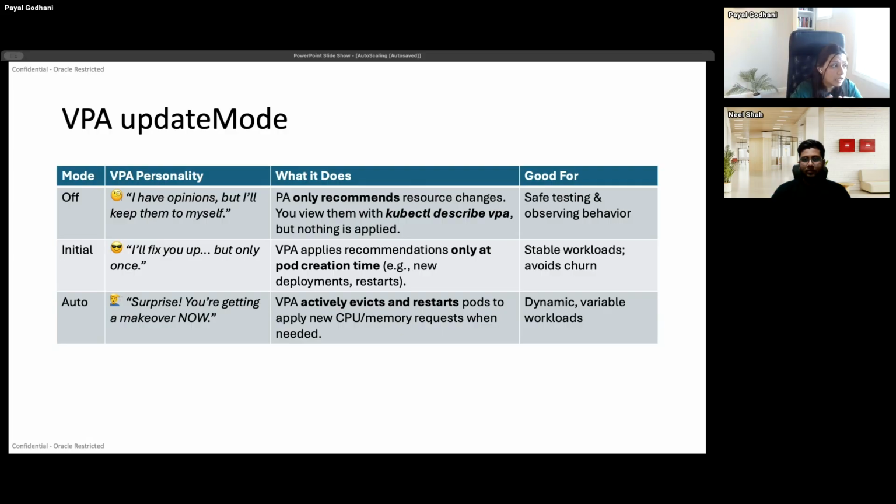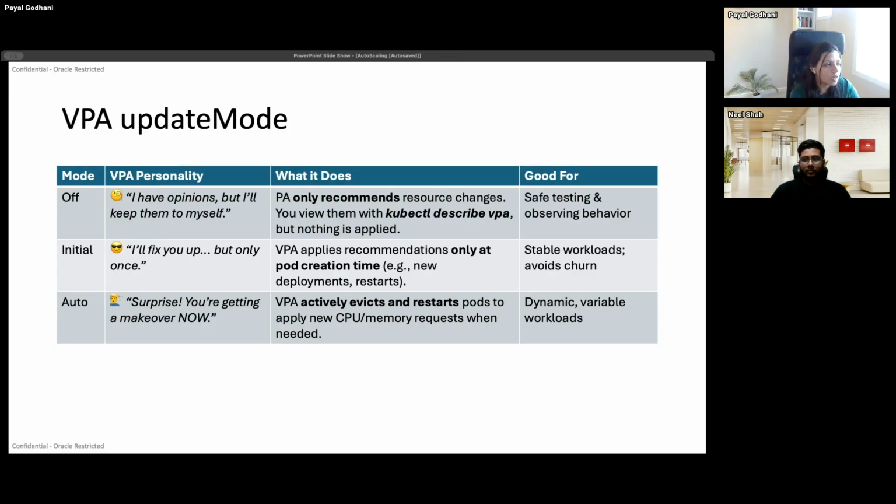The second is initial, which is like, hey, I will come and fix you up, but I will do it only once. That is when you are starting your pod for the first time, or creating your application for the first time. It just comes into the picture the first time and then goes away. This is typically used when you have a fairly stable workload. Your database traffic, for example, is super stable, and you're not expecting any spike. At that time, you would want to use this setting.